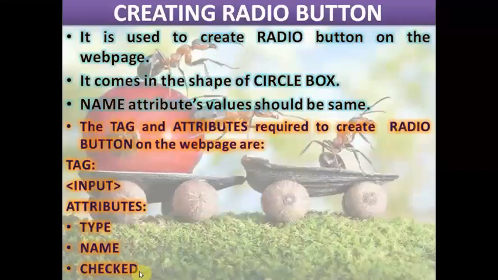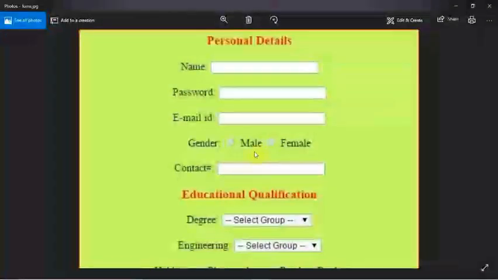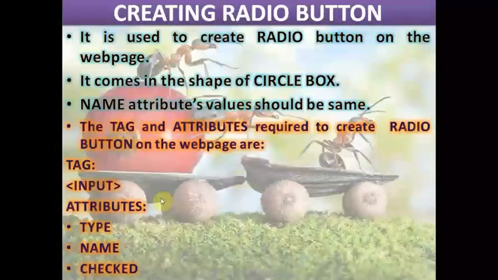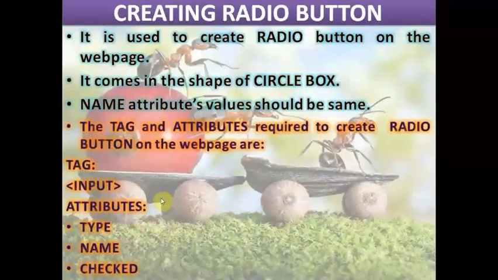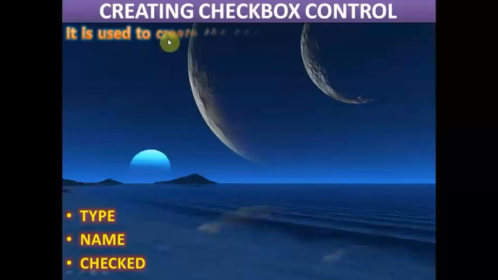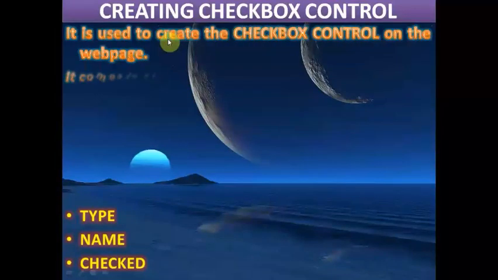Here you can see male, this is one value. If you want to make this value checked by default, whenever the web page is opened by the user, then by default that value will be selected. So we can write here checked equal to checked, because it is an attribute and its value is also checked.